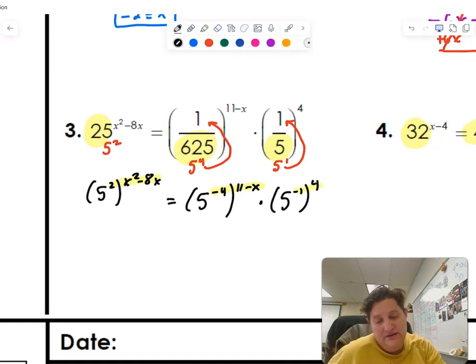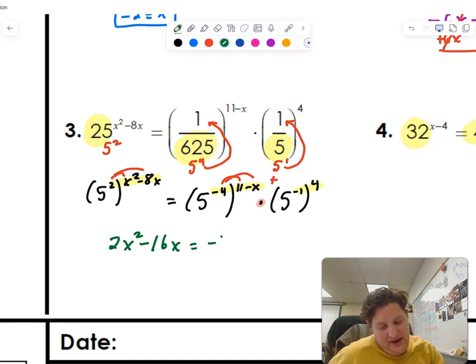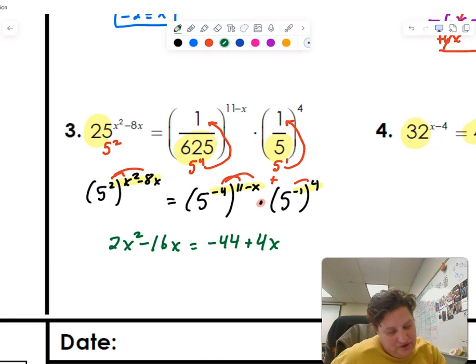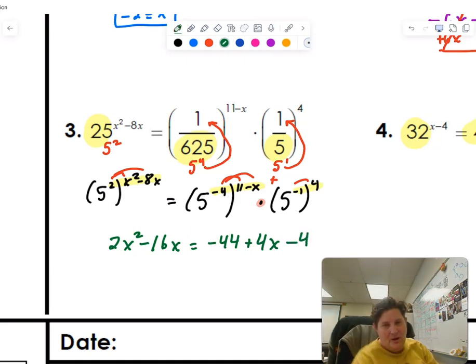Now, because of the times right here, we know that that means that we add the exponents on that side. So you guys, here's what this is going to come out to look like, okay? Distribute that. So 2x squared minus 16x. Distribute that. -44 plus 4x. And then, multiply those. And then just put -4. Okay?